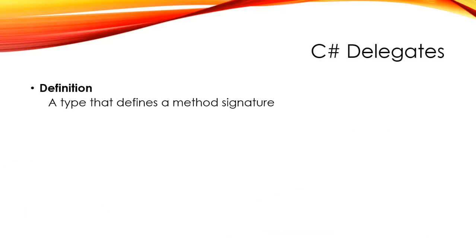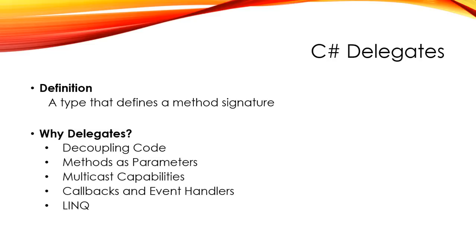Now, just as a quick review, a delegate is a type that defines a method signature. This means that instead of defining data and method implementations like most of our other types, this just defines the method signature, so the parameters and the return type for a particular method. Now, why do we care about delegates? Well, as we saw last time, they allow us to decouple our code. This can give us extension points into classes without having to modify the classes themselves.